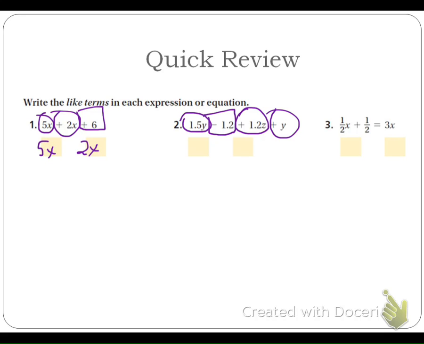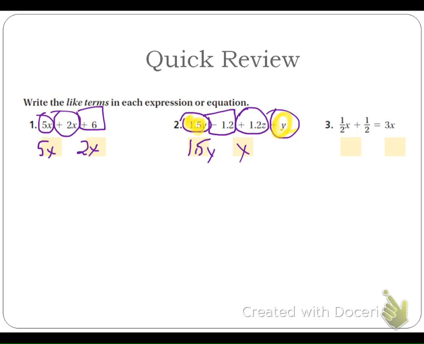Now, one thing I notice here, though, our variables are different. Remember, like terms have to have the same variable. So even though I see 3 circles, not all of those circles are like. In order for them to be like terms, they have to have the same variable. So that means this positive 1.5y and this positive y over here are really the only 2 like terms here. So 1.5y and y are the like terms in problem 2.